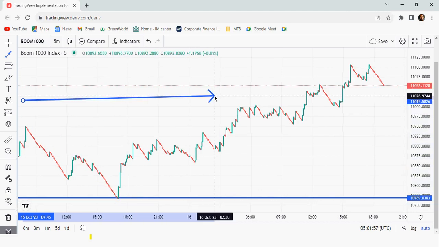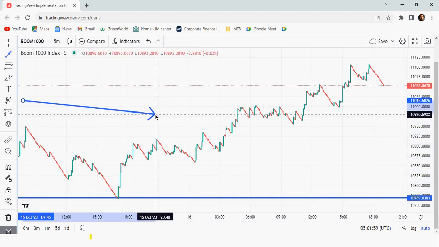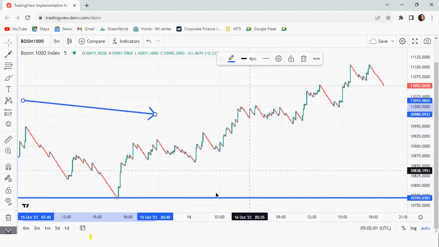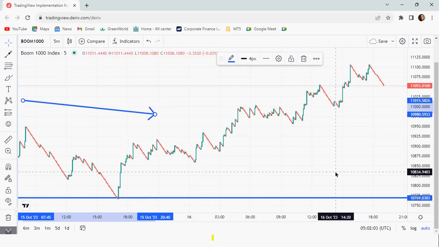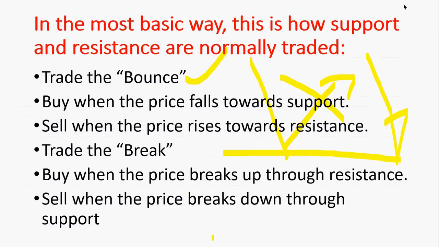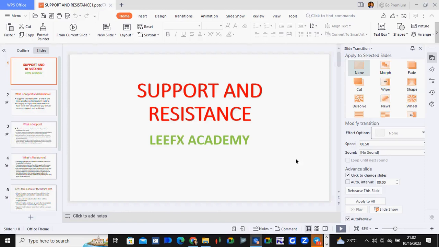Okay, so this is where we end for today. We'll continue so that you get to understand how to use support and resistance. You can also trade the break. We'll also look at that.